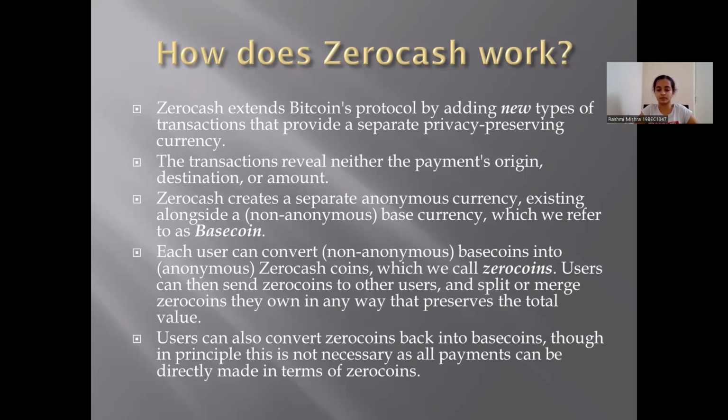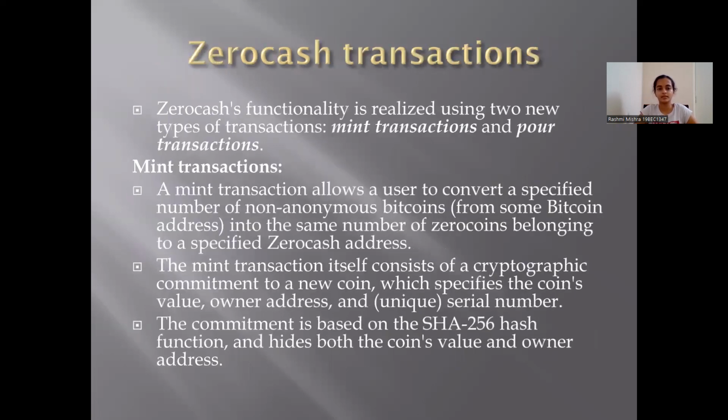Users can also convert zero coins back into base coins, though in principle this is not necessary, as all payments can be directly made in terms of zero coins. Zero coin transactions. Zerocash's functionality is realized by using two new types of transactions, namely mint transactions and pour transactions. Mint transactions allow a user to convert a specified number of non-anonymous bitcoins from some Bitcoin address into the same number of zero coins belonging to a specified Zerocash address.